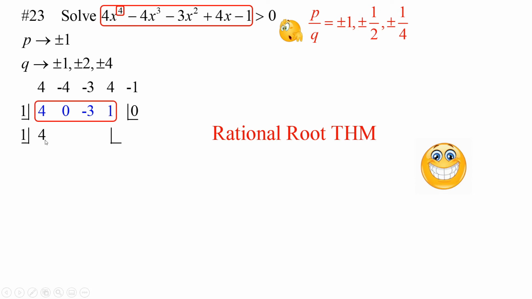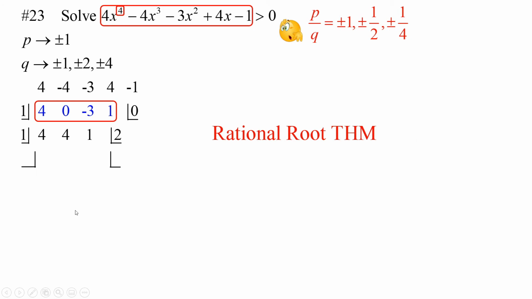4 times 1 is 4, plus 0 is 4. 4 times 1 is 4, minus 3 is 1. And 1 times 1 is 1. Oh, but that's a plus 1, so that's a 2. So 1 is not a double root, so I still only have 1 root. Kind of sad here. Well, let's check the negative 1 then.